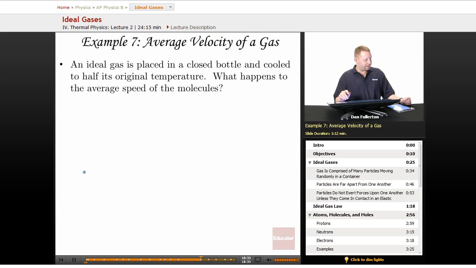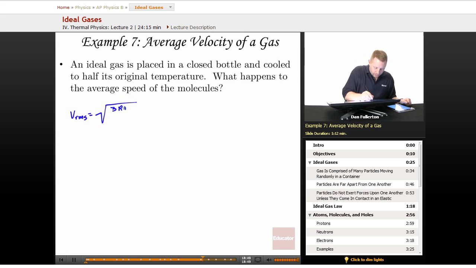Let's take a look at an example here. An ideal gas is placed in a closed bottle and cooled to half its original temperature. What happens to the average speed of the molecules? Well, the root mean square velocity is the square root of 3RT over M. And we're going to cut T in half.